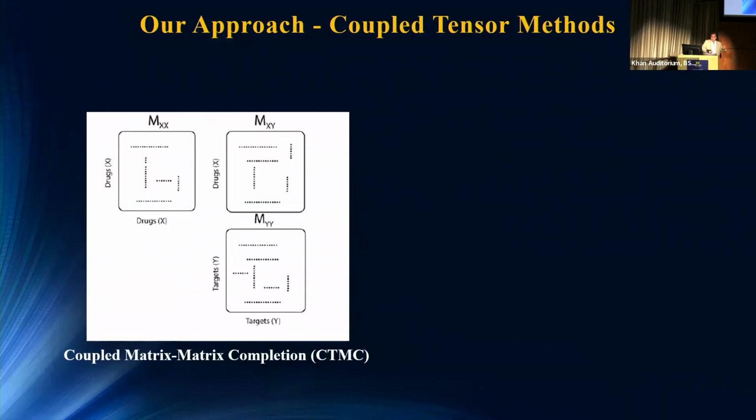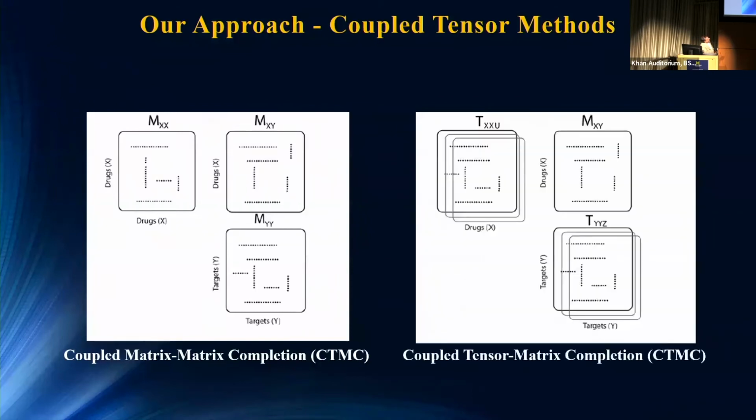But then we realized that in reality, this interaction between the drugs, for instance, can be measured or recorded based on different criteria. Maybe it's based on 3D structure, maybe it's based on toxicity and things like that. So in reality, what we have is a stack of matrices that show the interaction between the drugs. So you have a tensor of drug-drug interaction.